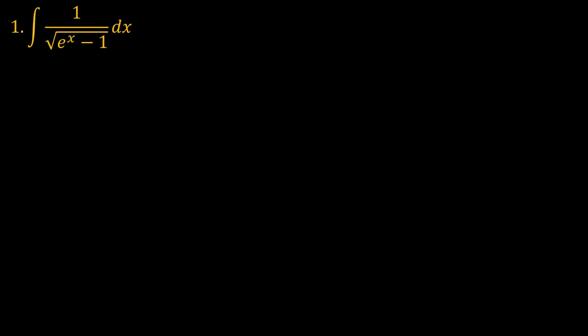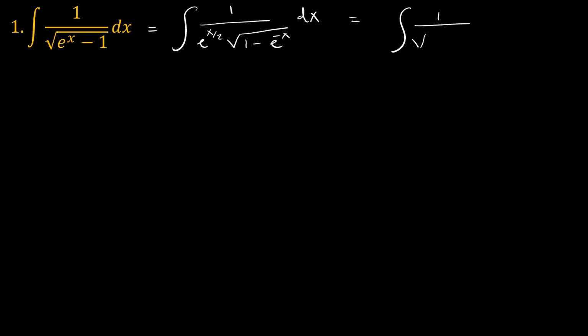So this could be equated to, since we have 1 at the top, I can pull e to the x out so that we have e to the x over 2 times square root of 1 minus e to the power negative x. And this eventually is the integral of 1 over square root of 1 minus e to the negative x, e to the power negative x over 2 dx.